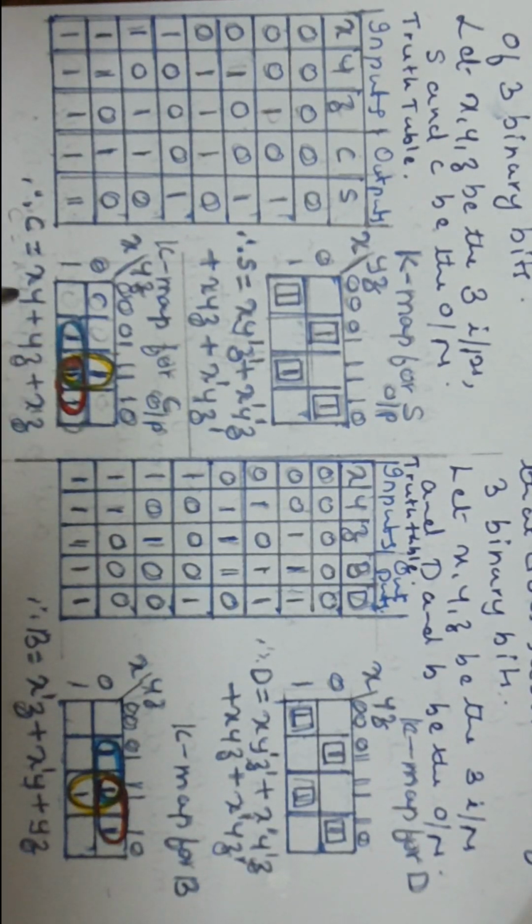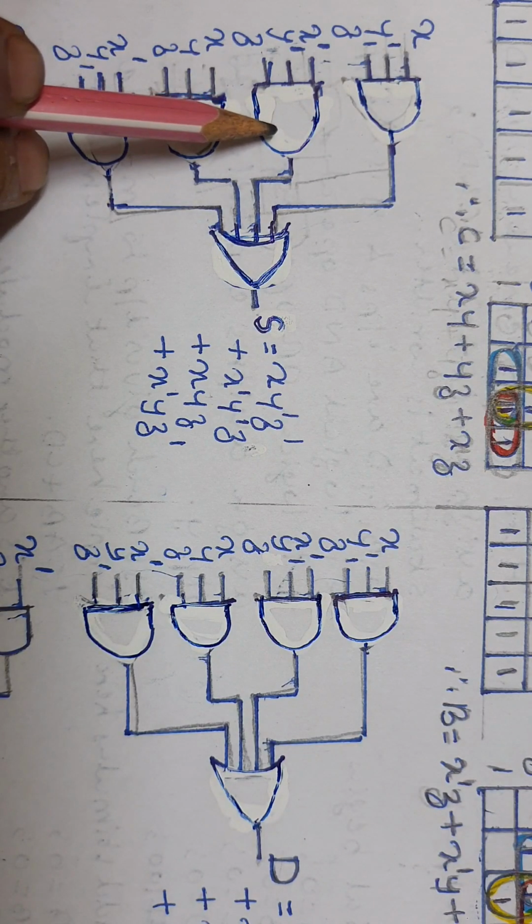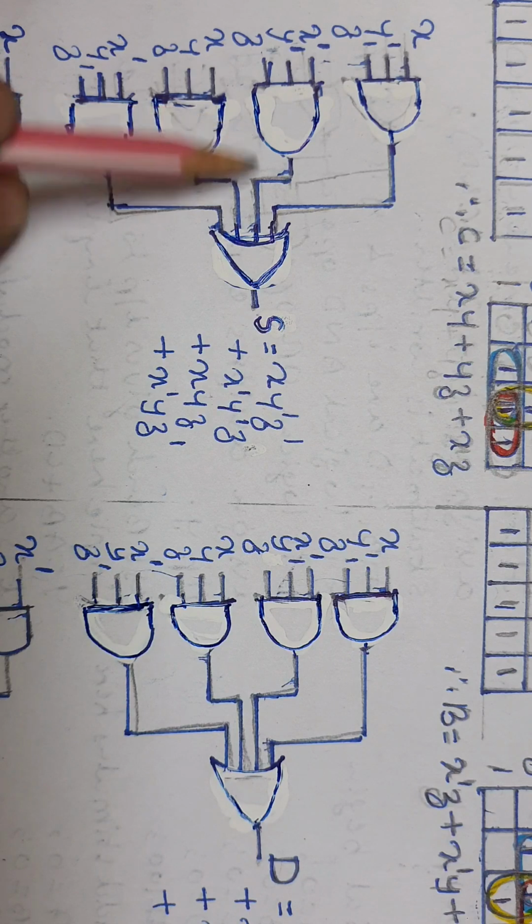Here this is the expression for C: x ANDed with y, y ANDed with z, x ANDed with z means three 2 input AND gates are required, and all should be logically ORed. So 1, 2, 3, one 3 input OR gate is required. So this is the logic diagram for S output.